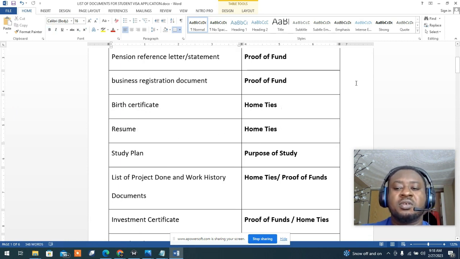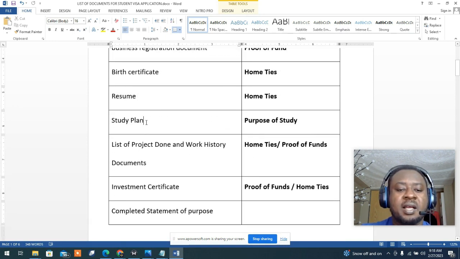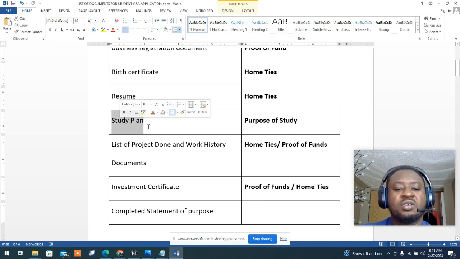So it's good to include that. Then we talk about the study plan. So what is a study plan? A study plan is that document where you talk about why you are going to study a particular course.